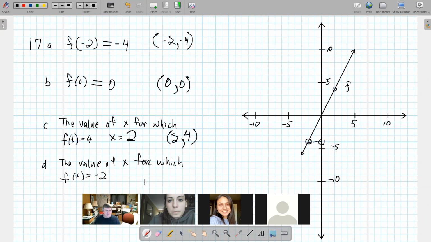All right. Next question, the value of x for which f of x is -2. So now we want to know when y is -2. When y is -2, that would be what right here? What's x? -1. Right. And I'm just writing the ordered pairs to show you the equivalent in regular notation.